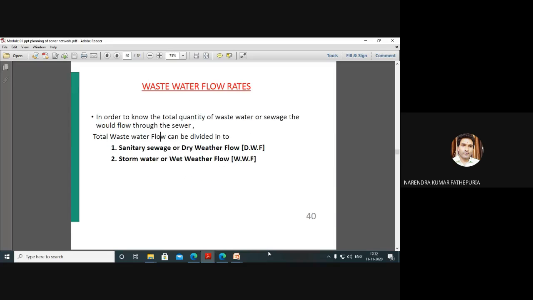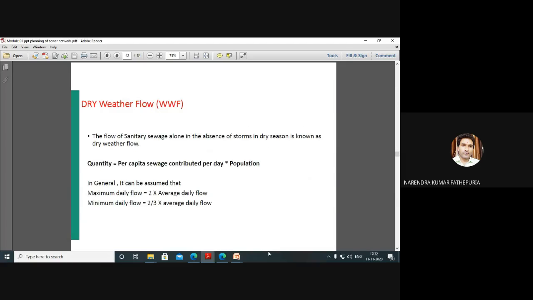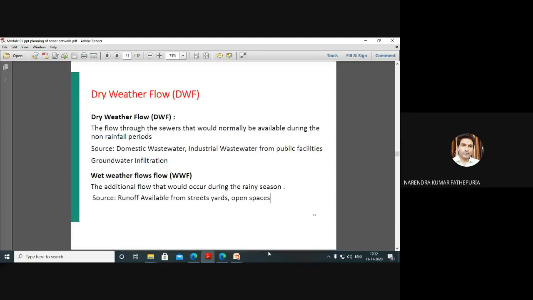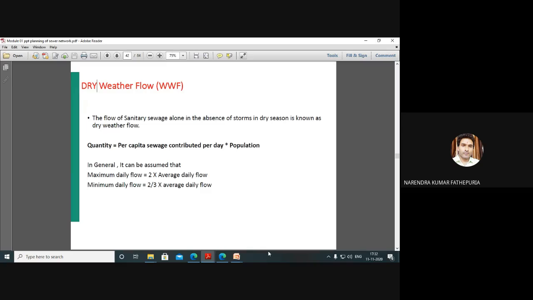Wastewater flow rate. I will just go through the dry weather flow rate and wet weather flow rate. Dry weather flow rate, as I told you, is the flow rate of the sewer that would normally be available during the non-rainfall period. The additional flow rate that occurs during the rainy season is called wet weather flow. I'm not taking too much time, as we have done it. If you want the maximum flow rate, you have to add this factor. Maximum flow rate will be equal to 2 times the average daily flow rate, and the minimum daily flow should be equal to 2/3 of the average daily flow.